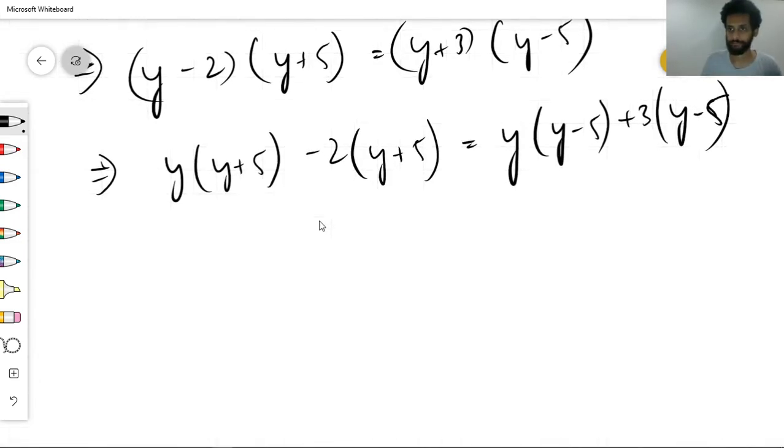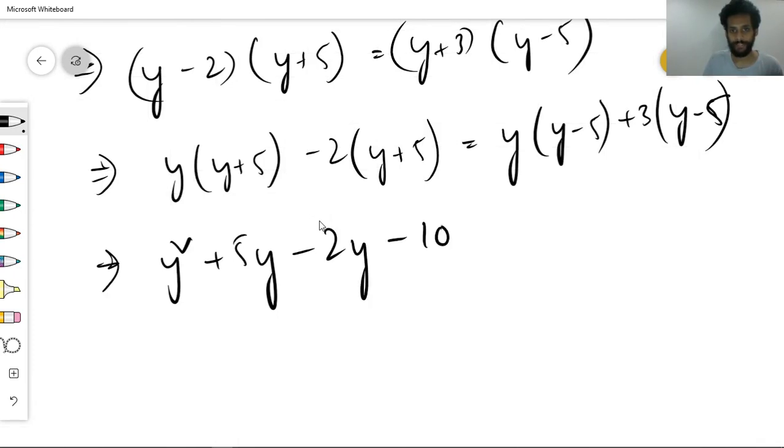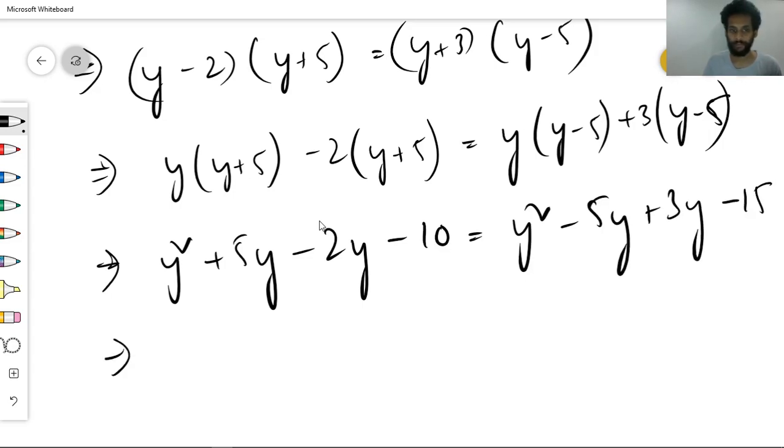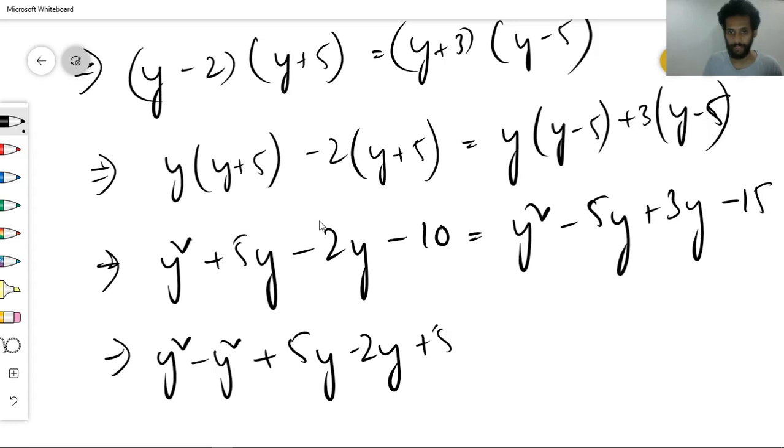So this will be y square plus 5y minus twice y minus 10. This will be y square minus 5y. It will be plus 3y minus 15. So now this y square will be coming this side. This is 5y minus 2y. I can do the calculation, no need to do, because this 5y will be coming here, 5y. This will be minus 3y and is equal to, already there is 15. So this 10 will be going here, so plus 10.